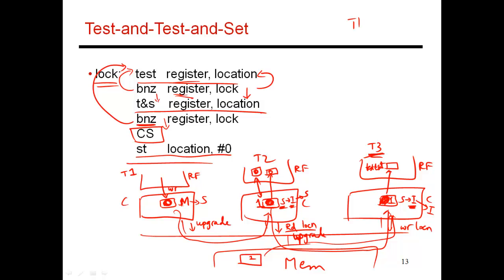So the initial test just gives you an indication that perhaps the lock is free. But ultimately you get the lock by just doing the test and set. There's still going to be a large amount of traffic generated when a lock is released. When a lock is released, everyone sees it and everyone tries to do a test and set.